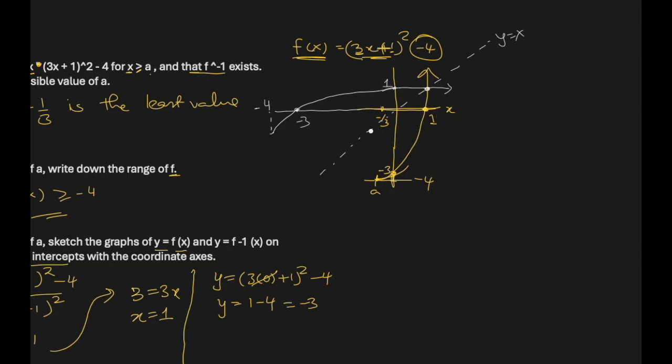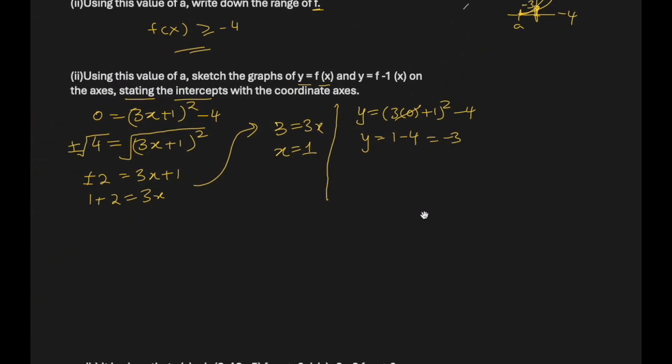So all the intercepts and all the shapes have been shown here. This is the graph of f inverse x. This was the graph of fx. Clearly show it in your graph and you will get it.